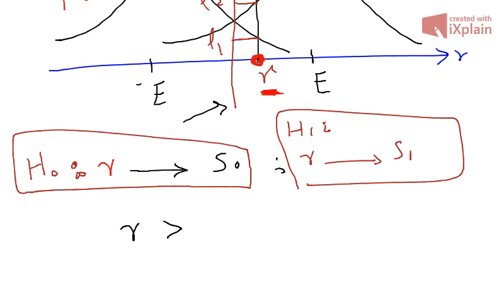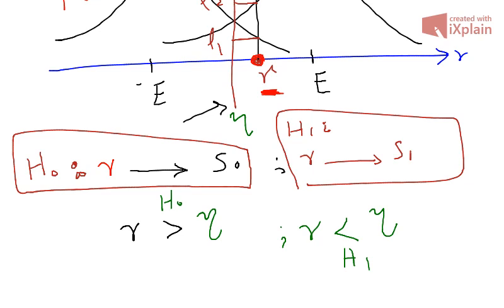Let me define this threshold as eta. So this eta is a threshold, some value. We have two hypotheses. If the received signal is greater than the threshold eta, we say hypothesis H0 is true. And if the received signal is less than this threshold, we say hypothesis H1 is true.